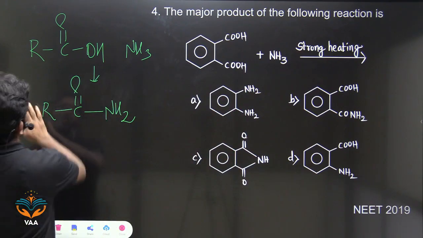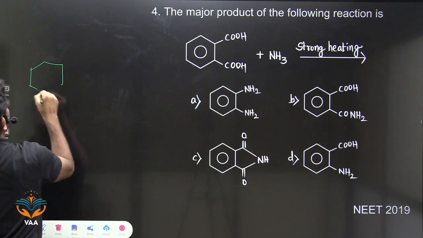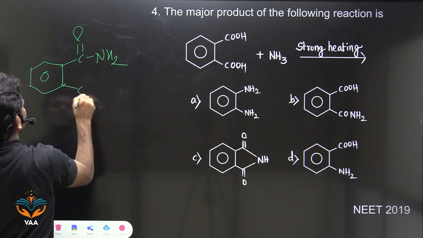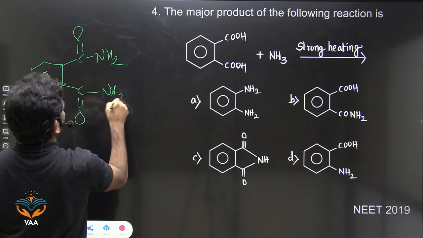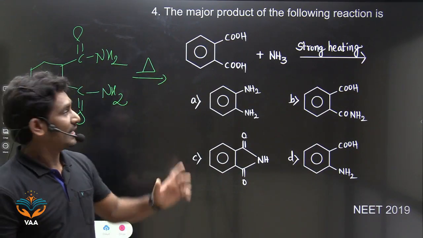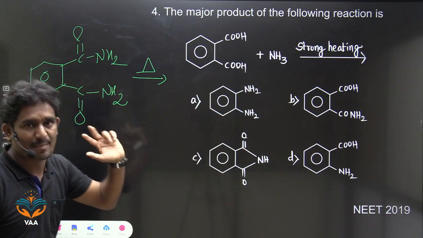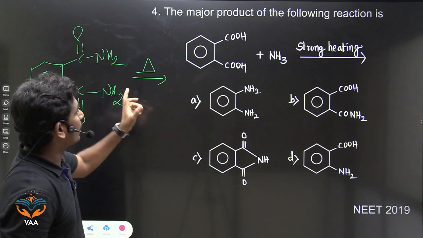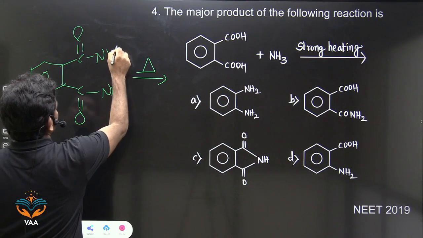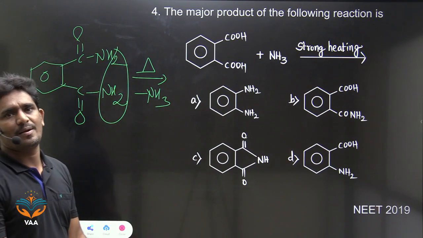So what can we get here? Look here. C double bond O NH2, and here C double bond O NH2, right? So on strong heating, what does this give? It will form phthalimide. On strong heating, deamination takes place, so NH3 is removed as a gas.